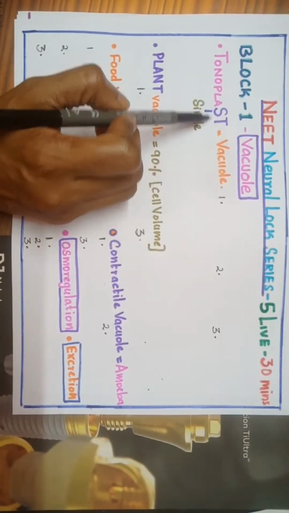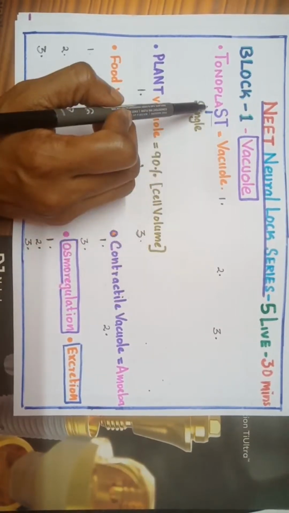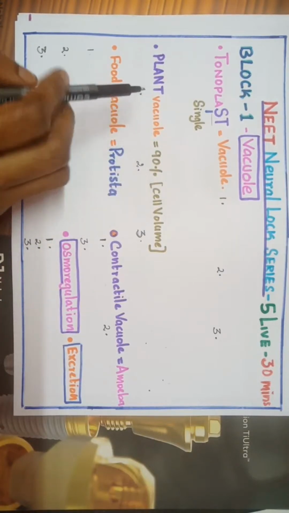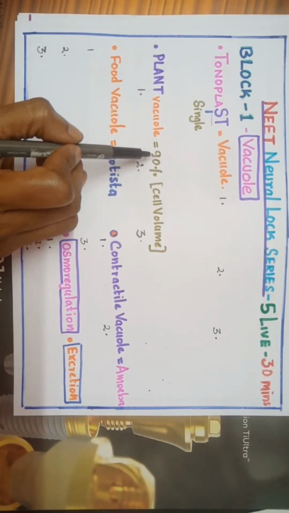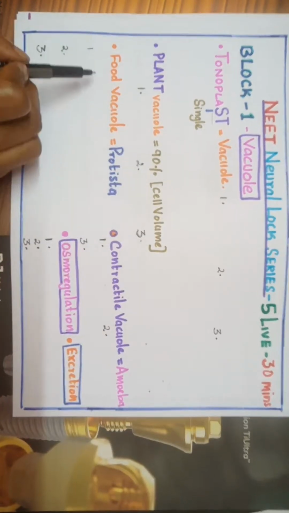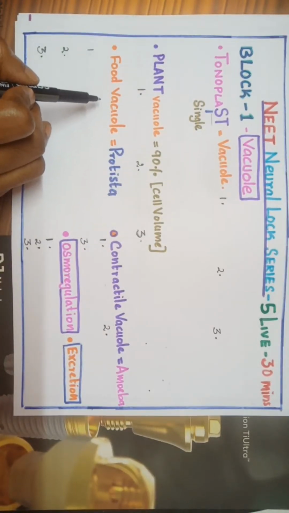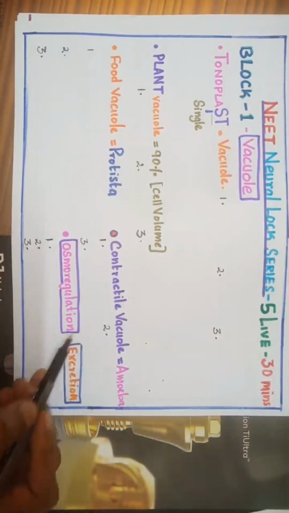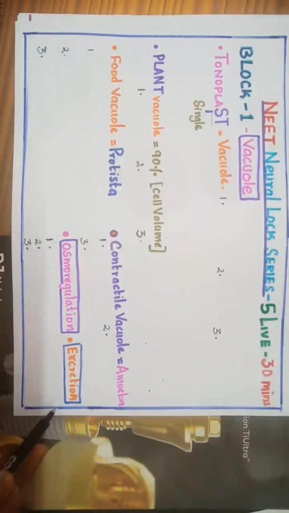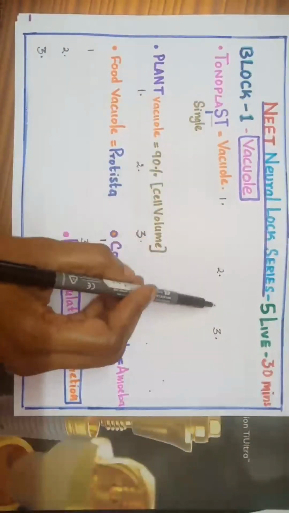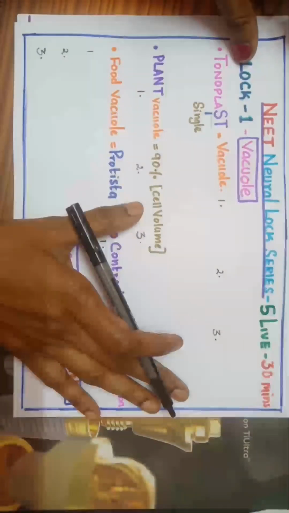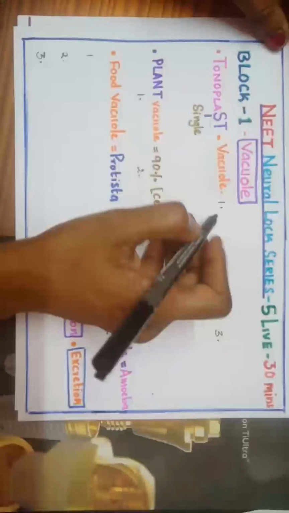The single layer membrane of the vacuole is called tonoplast. The plant cell vacuole occupies 90% of the cell volume. Next is the example. Food vacuole is seen in protista and contractile vacuole is seen in amoeba. Contractile vacuole helps in osmoregulation and excretion. Now we are going to write it 3 times. After finishing this, you have to write it 2 more times without seeing the original cheat sheet. Okay, shall we follow each other?